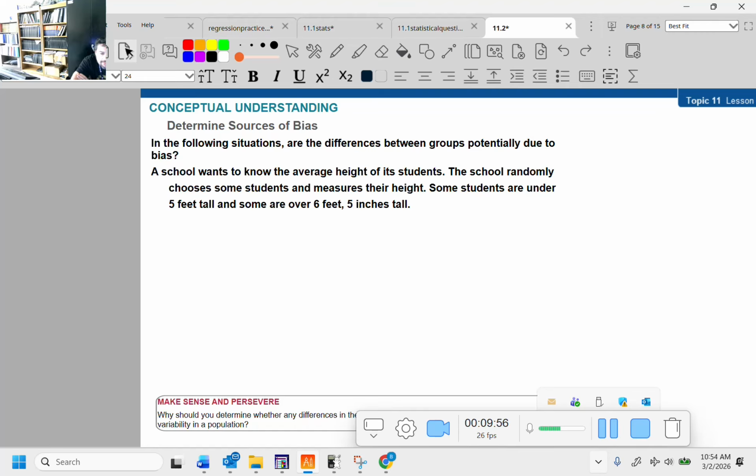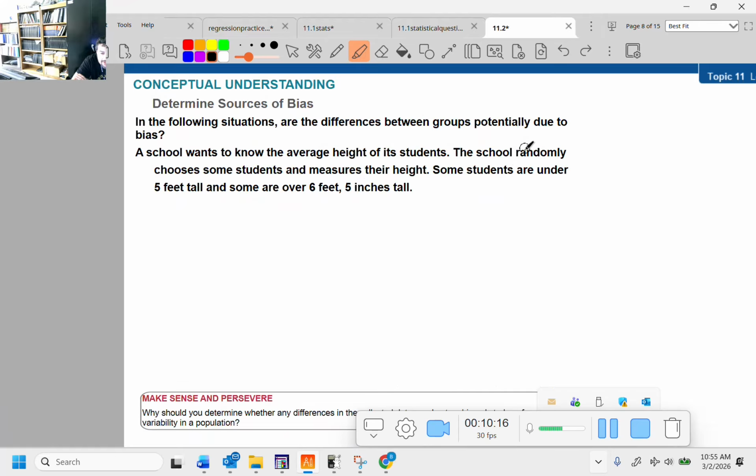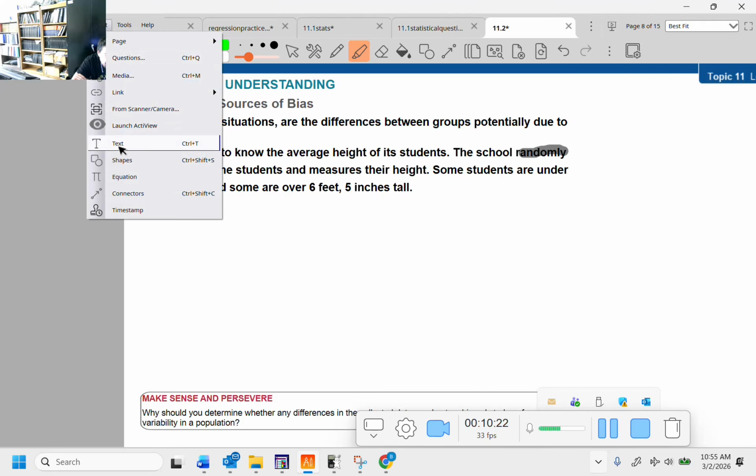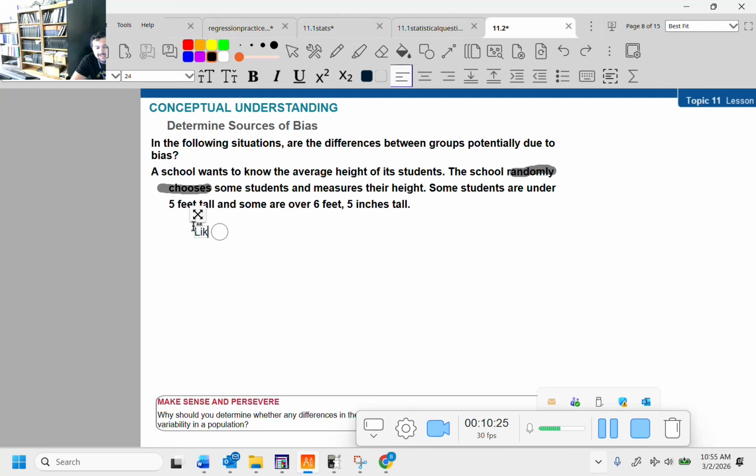All right. In the following situations, are the differences between groups potentially due to bias? A school wants to know the average height of its students. The school randomly chooses some students and measures their height. Some students are under 5 feet tall and some are over 6'5" tall. Probably not. What I like is that they did random selection. And unless that's done really badly, the odds of there being bias are slim to none. There's likely no bias. Now, it all depends. Like, did they just randomly pick freshmen? But I would say likely no bias, and that's due to the random choice.